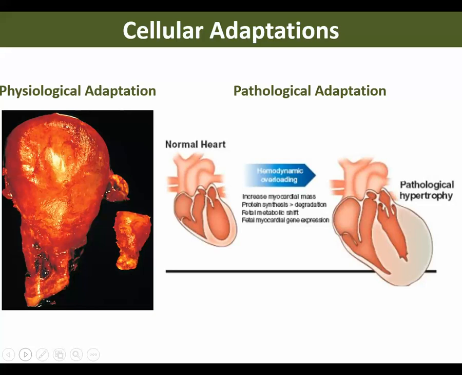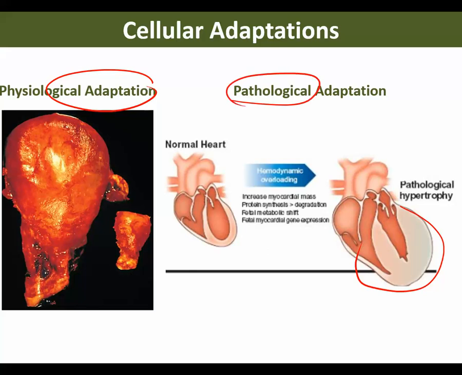I told you adaptation can happen in a physiological state as well as a pathological state. For example, if a woman is pregnant, the uterus becomes big. This is a cellular adaptation. After the delivery, it comes back to normal. It is physiological adaptation. If the person has hypertension, then the heart muscle goes for hypertrophy. That is pathological adaptation. In simple words, any disease which makes them go for adaptation is called pathological adaptation.